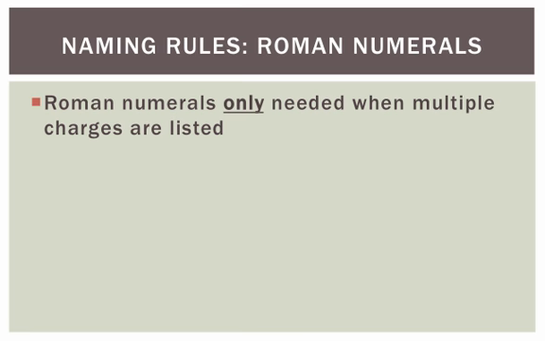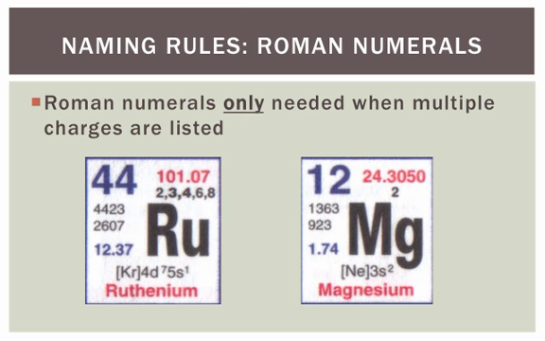Roman numerals are only needed when multiple charges are listed. You'll notice a lot of the names we've come up with so far, prior to that last slide, didn't have Roman numerals associated with them. They weren't wrong, they just didn't need them. Let's take a look at these two elements down here and compare the two of them. Ruthenium has many charges listed, +2, +3, +4, +6, and +8. Magnesium only has one charge listed. Ruthenium is going to always need a Roman numeral.